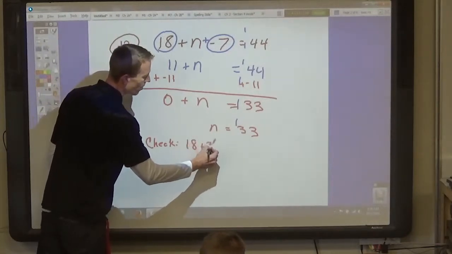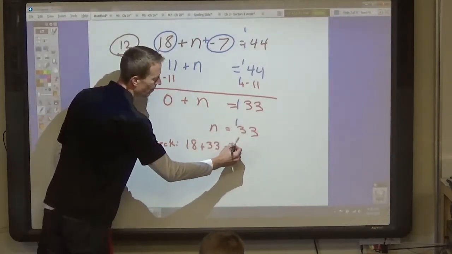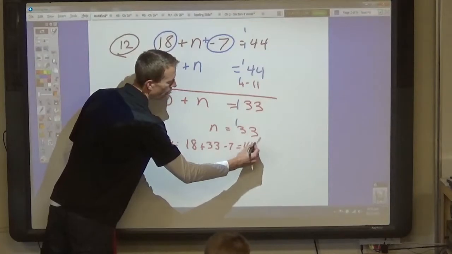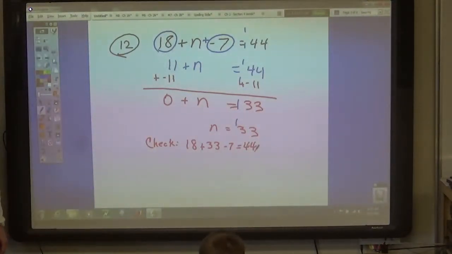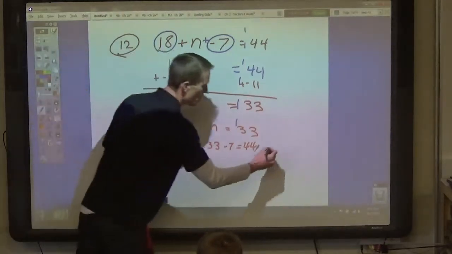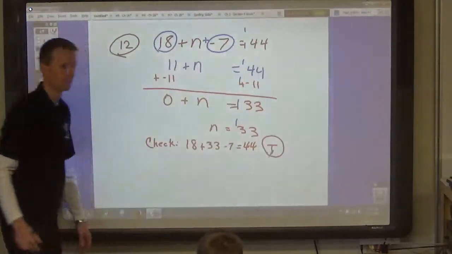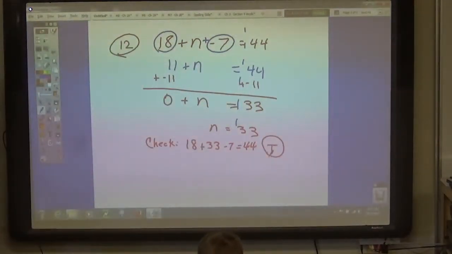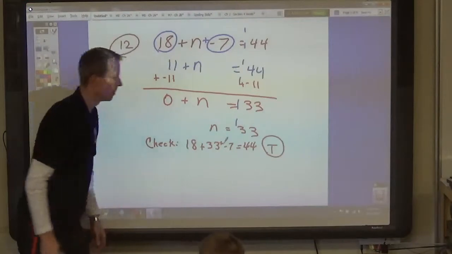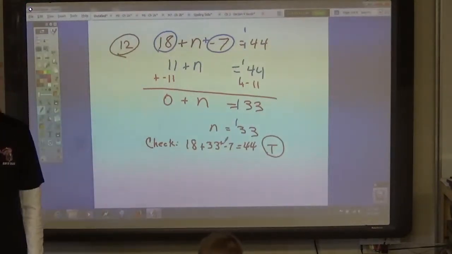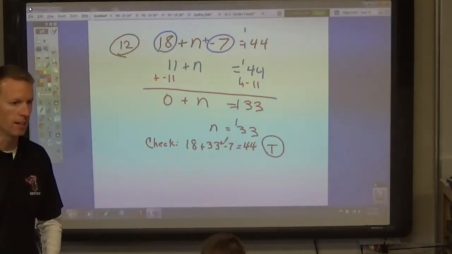18 plus 33 minus 7 equals 44? Yes. Is that correct? Yep. True. Can you put the plus sign in the chat? Oh, definitely. You can insert a plus sign in front of any minus sign.